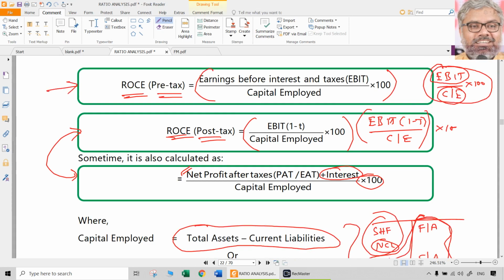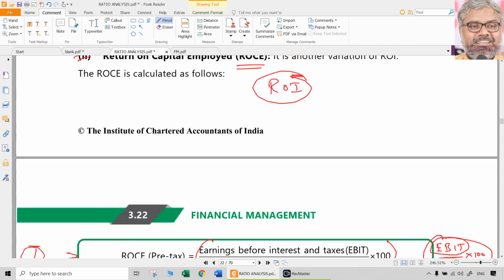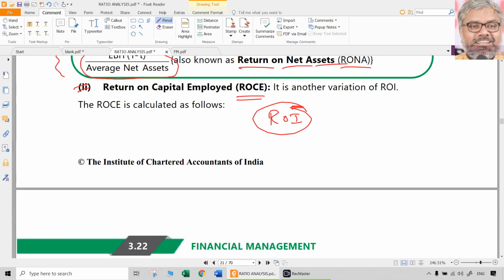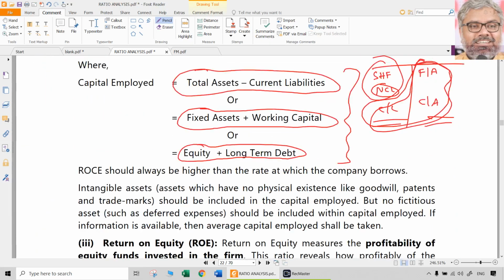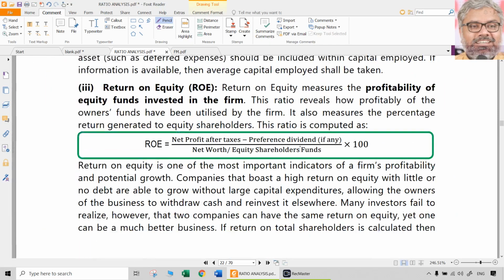This is the pre-tax return on capital employed, and this is the first priority, by the way. These two are not priorities unless they are specifically asked. But of course, what is pre-tax and what is post-tax, we should know formula-wise. That is about return on capital employed.